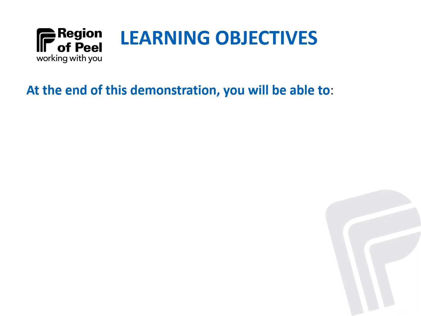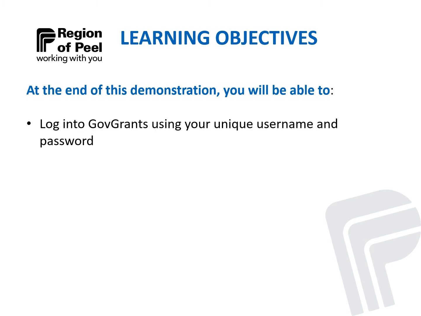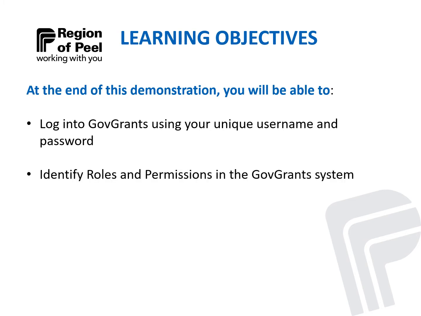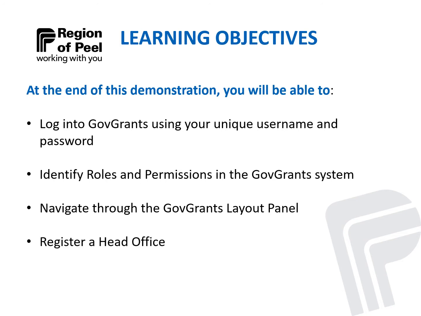Learning Objectives. At the end of this demonstration, you will be able to log into GovGrants using your unique username and password, identify roles and permissions in the GovGrants system, navigate through the GovGrants layout panel, register a head office, complete the head office provider profile. So let's now begin.